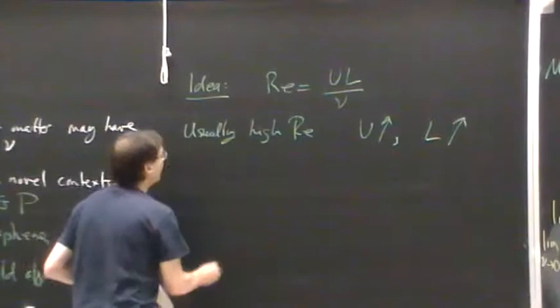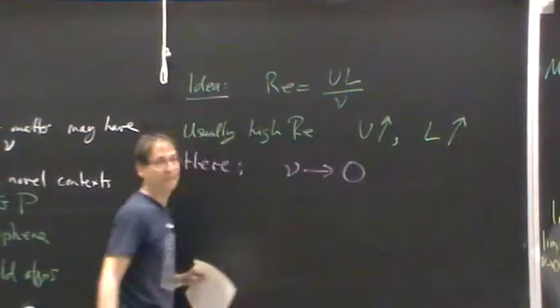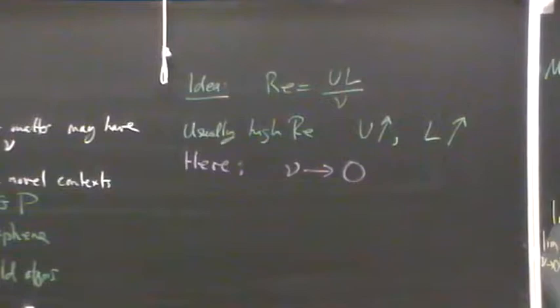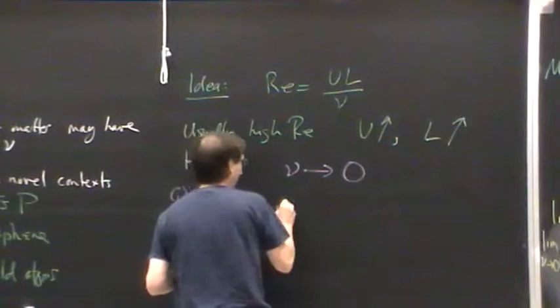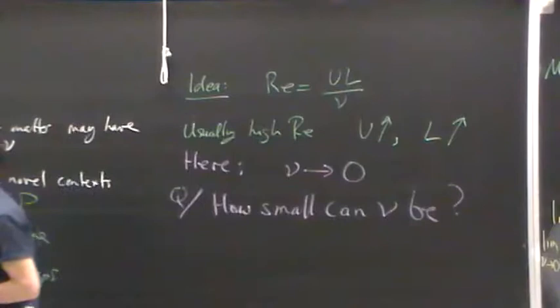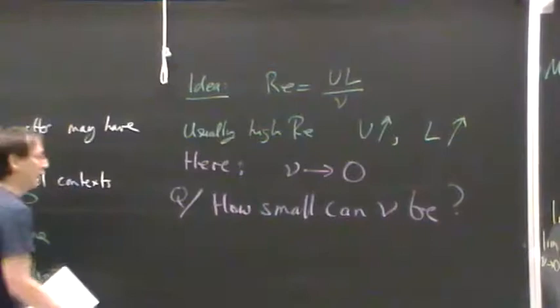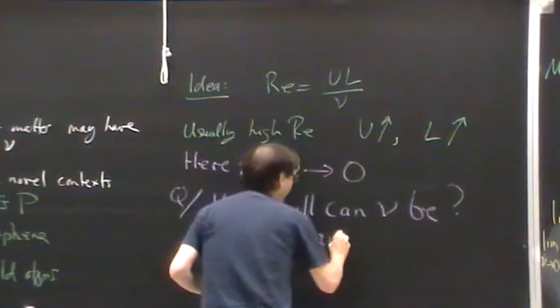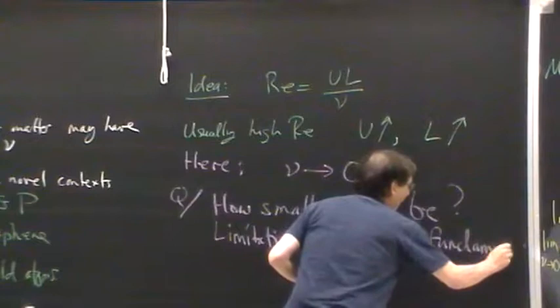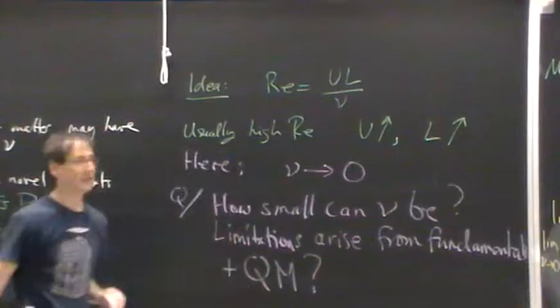So here, the idea is that we're actually going to send U to zero. And we're going to send U to zero by asking, how small is it possible to make the viscosity of a fluid? So the question is, how small can nu be? And we're going to ask this question in a very fundamental sounding way. We're going to ask, what limitations arise from fundamentals and from quantum mechanics? So that's what I'm going to explain to you.